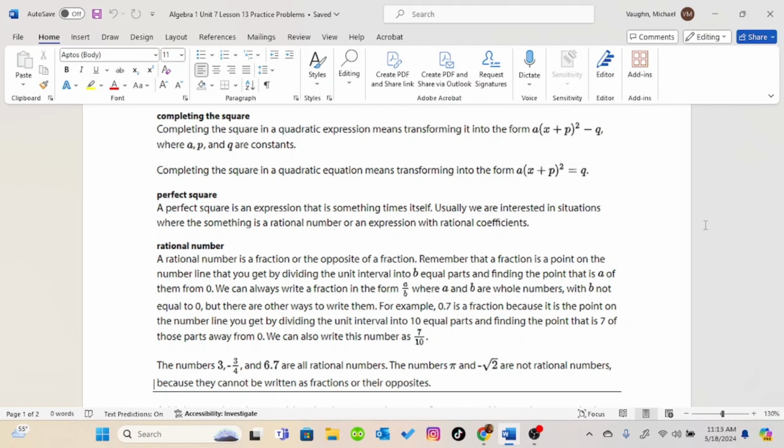For example, 0.7 is a fraction because it is the point on the number line you get by dividing the unit interval into 10 equal parts and finding the point that is 7 of those parts away from 0. We can also write this number as 7 over 10. The numbers 3, negative 3 over 4, and 6.7 are all rational numbers. The numbers pi and negative square root of 2 are not rational numbers because they cannot be written as fractions or their opposites.